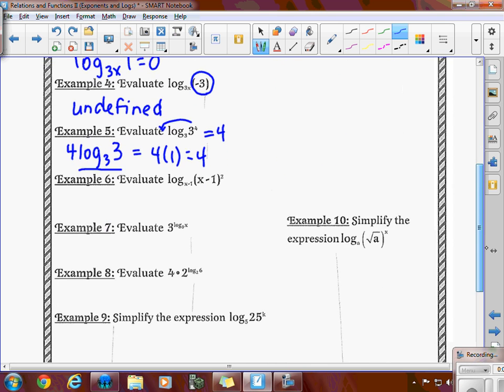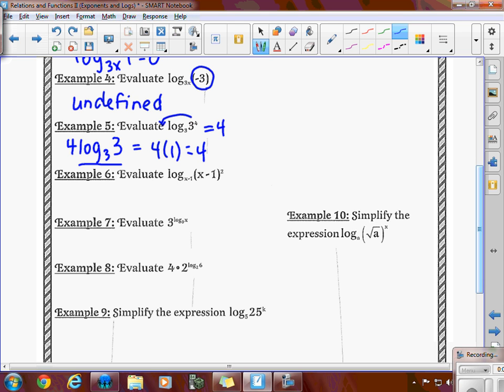The next question, example 6, is saying evaluate log base x minus 1 of x minus 1 squared. This is the exact same question as example 5 above it, except with polynomials. We know that this answer could be 2, if you think of it as the answer to a log being an exponent: x minus 1 to the exponent of 2 has to equal x minus 1 to the exponent of 2.